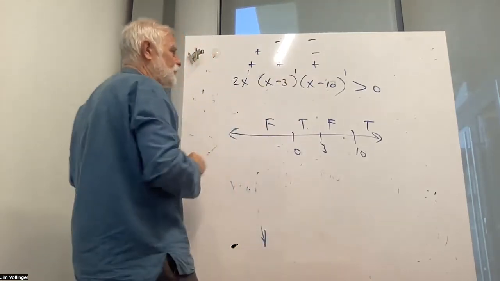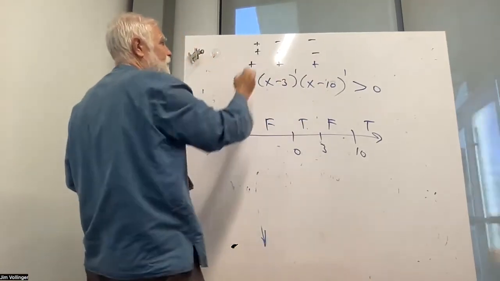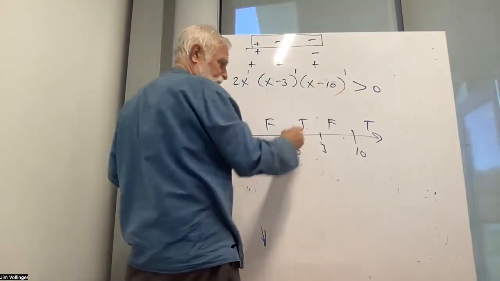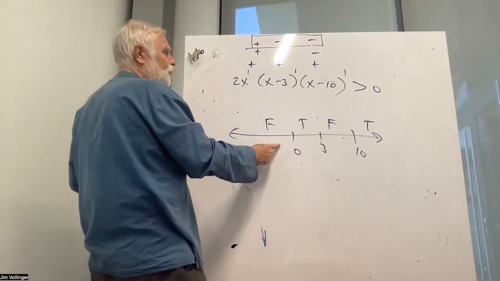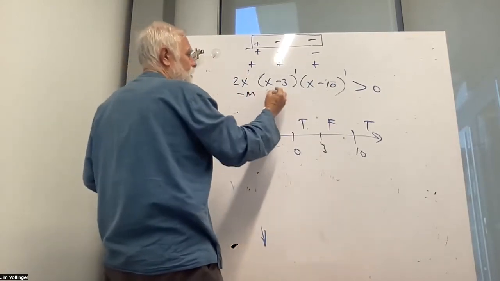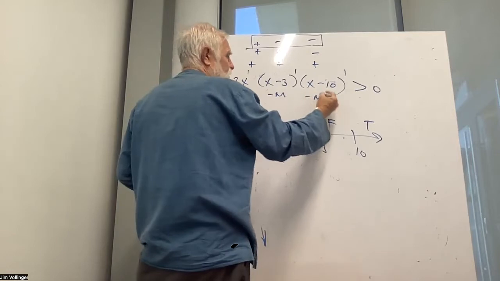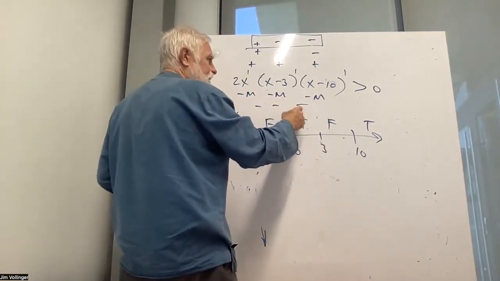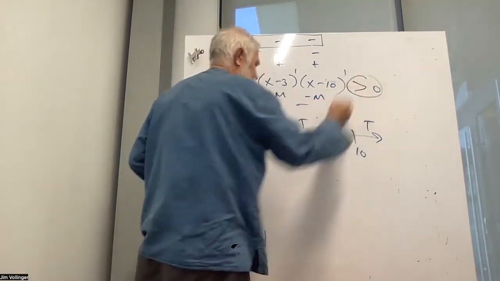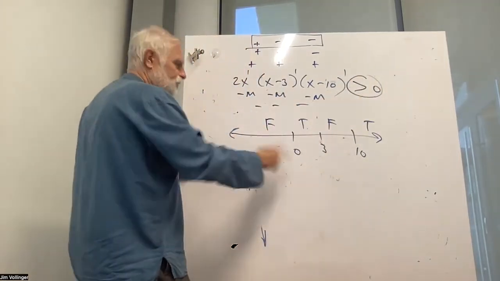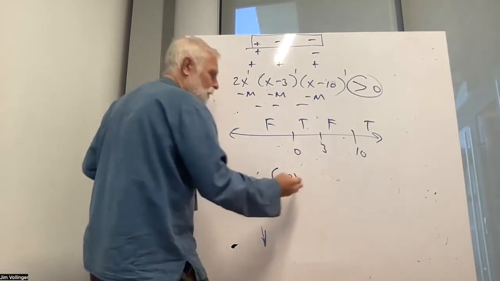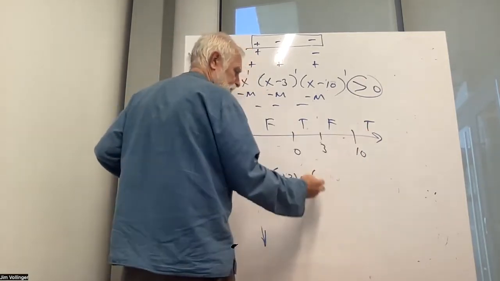It doesn't affect that one. When I put a 2 there, that's positive. All right, what's that product? Negative times a negative? Yeah, that's true. And you'll find that if you put a negative million in here, and a negative million in here, and a negative million in here, everything is negative. And a negative times a negative times a negative is a negative, and a negative is not bigger than 0. So, interval notation, 0 to 3, union, 10 to infinity.